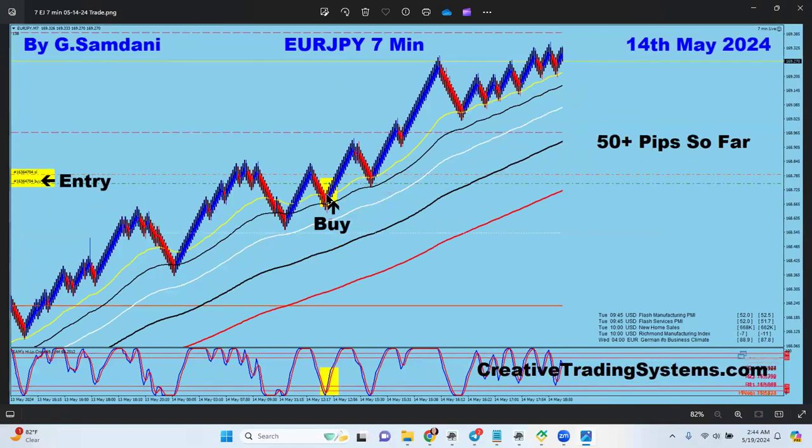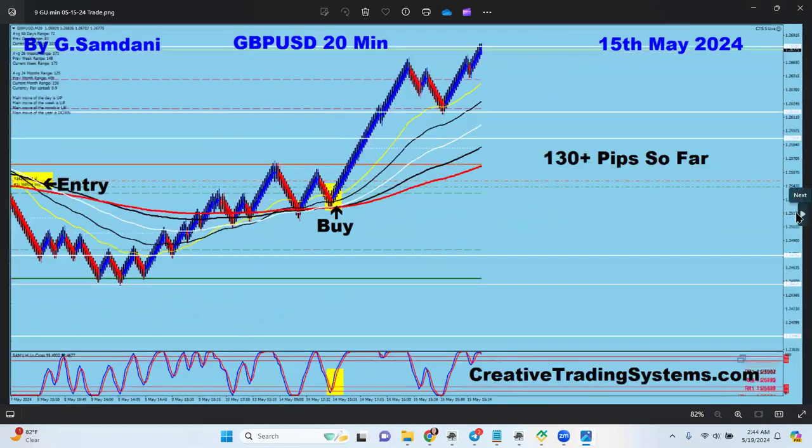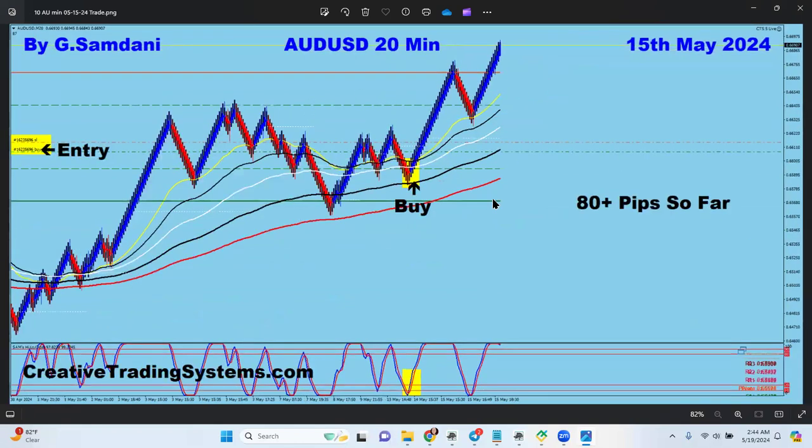Euro yen, the second trade taken by the EA. And again, so this was the entry, this was the entry, this was the entry, and all of that. This is only for 50 pip though. See, Euro USD, this is what I was talking about. The USD weakness gave me this one, 120 pip from Euro USD, and then Pound USD buy order, beautiful entry here, 130 pip trade to the upside, and then Aussie USD.